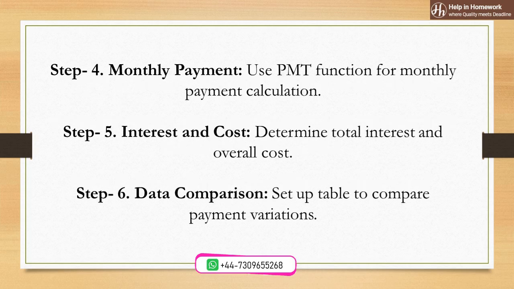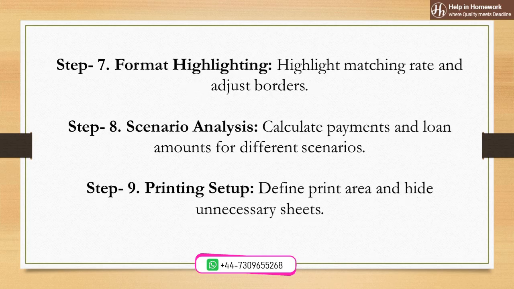Step 4. Monthly payment. Use the PMT function for monthly payment calculation. Step 5. Interest and cost. Determine total interest and overall cost. Step 6. Data comparison. Set up a table to compare payment variations. Step 7. Format highlighting. Highlight matching rate and adjust borders.